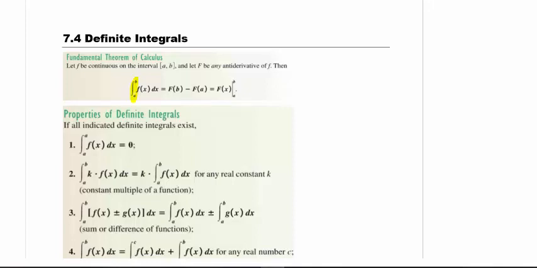I'm going to talk about 7.4, which is definite integrals. There will be no word problems on the test. If you want to look at some examples of word problems, though, you can look in Canvas. I have some extra examples that have some word problems in there.